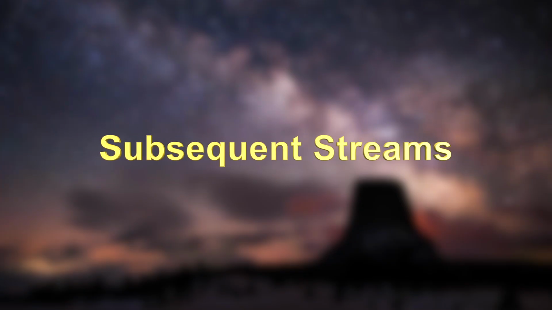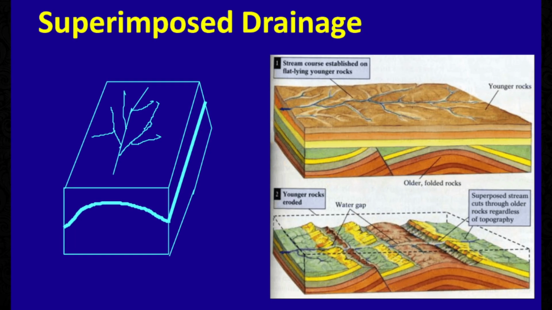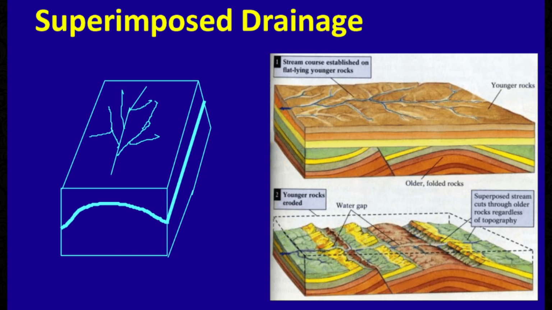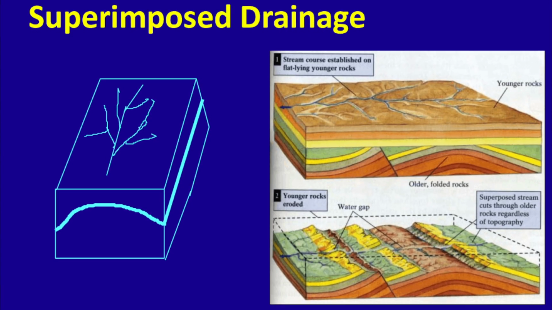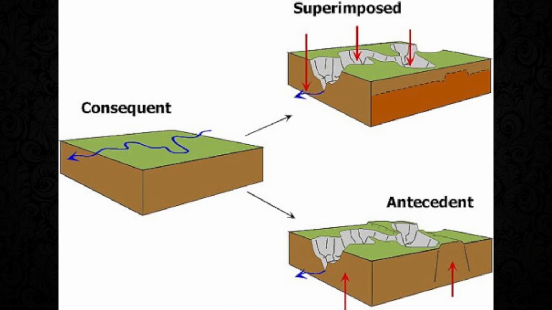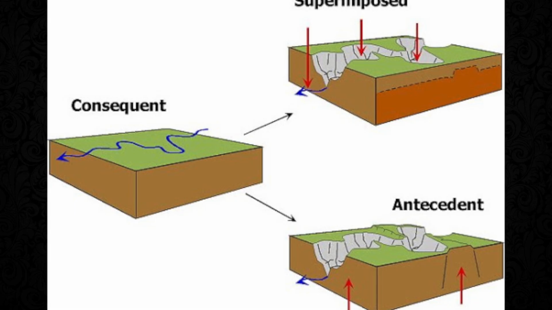Subsequent streams. The streams that originated after the master consequent stream, following the axis of anticlines or the ridges and the strikes or beds, are called subsequent streams. It is a stream that has developed along the regional fault or joint pattern at right angles to the drainage, which is consequent upon the slope of the land. The subsequent streams join the master consequent at almost right angles.